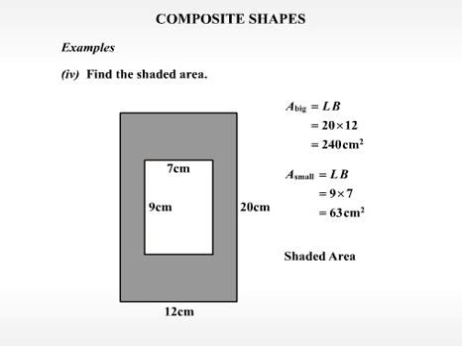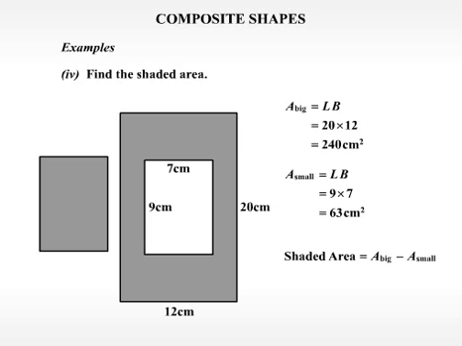This stage then, the shaded area is the area of the big shape, subtract the area of the smaller one. So remember, let's have a look at the diagram. That's the whole shape, the big shape I'm talking about, and we're subtracting that smaller area. So there we have it. So it would be 240 minus the 63. Write that down. And that works out to be 177 square centimetres.